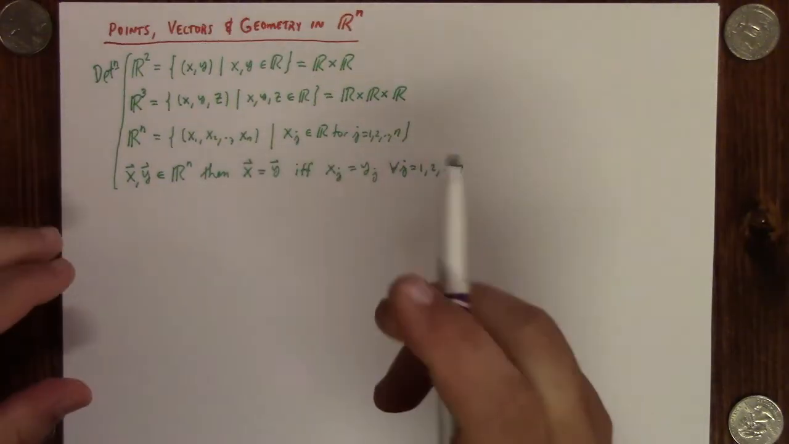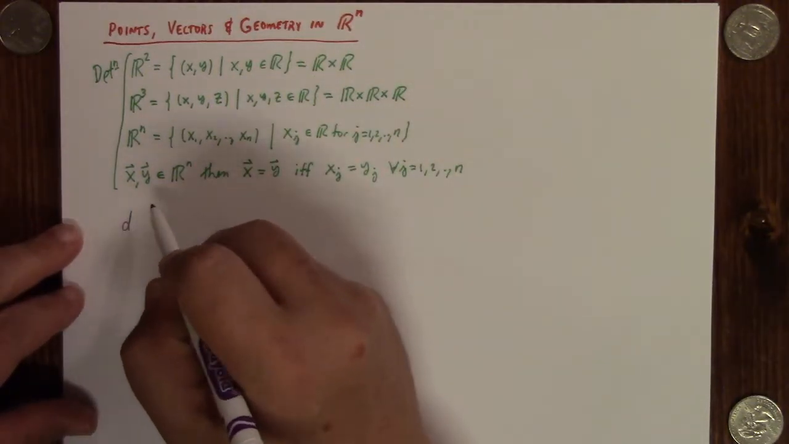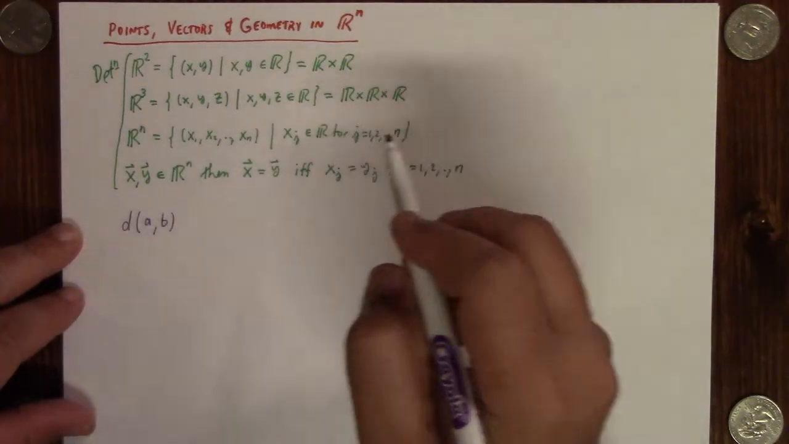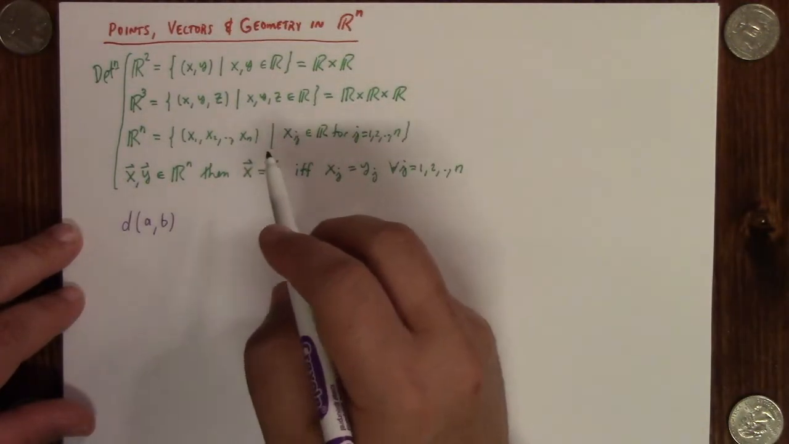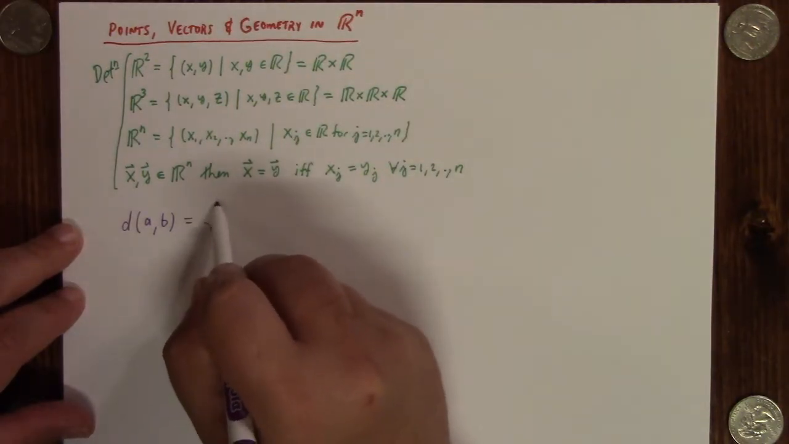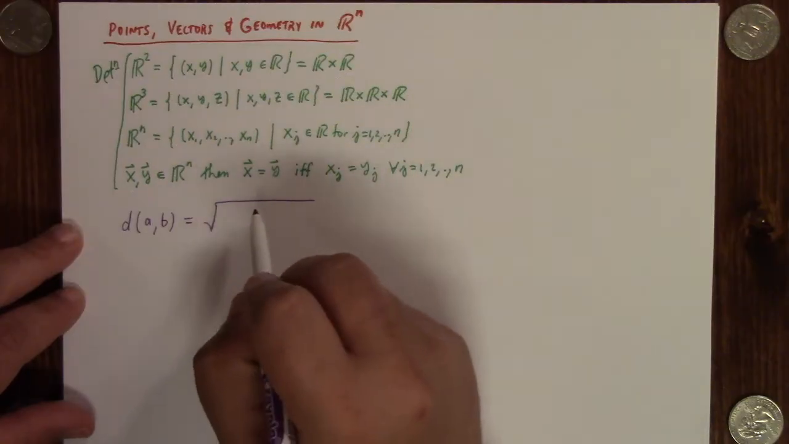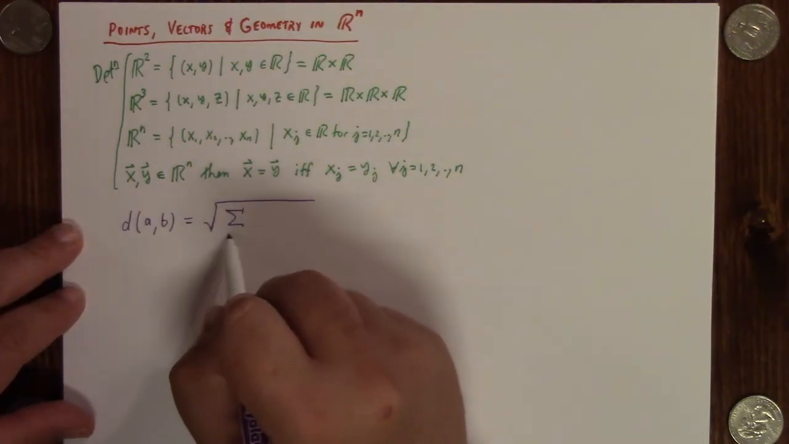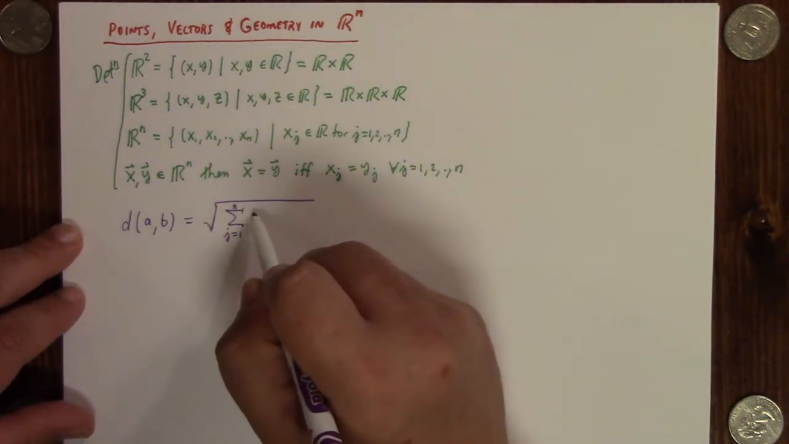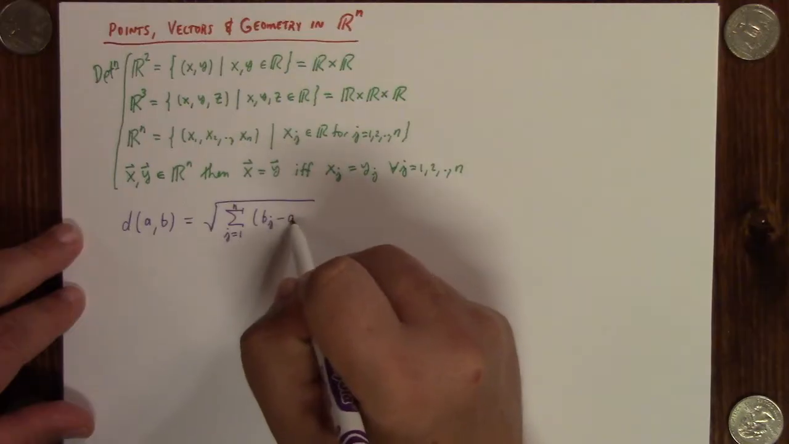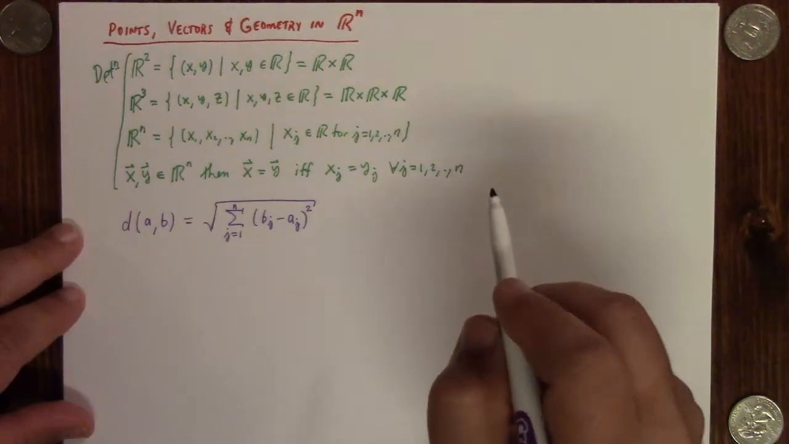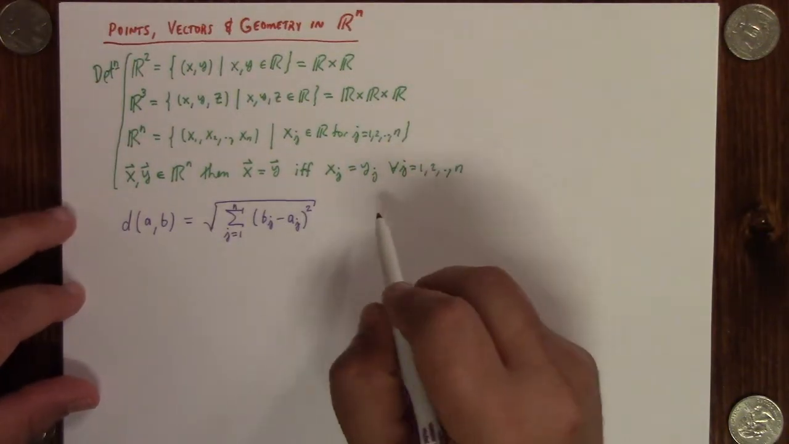You can also talk about the distance between 2 points. Let's say A and B. So I'm supposing A and B are points in Rn, and that distance is going to be equal to the square root of the sum, j equals 1 to n, of (bj minus aj) quantity squared. Right. Now let me just break out what that looks like.